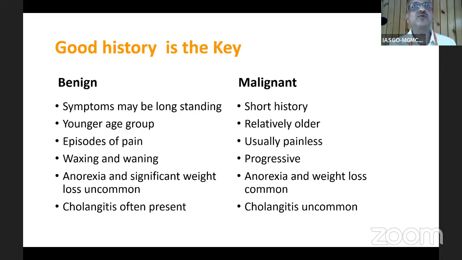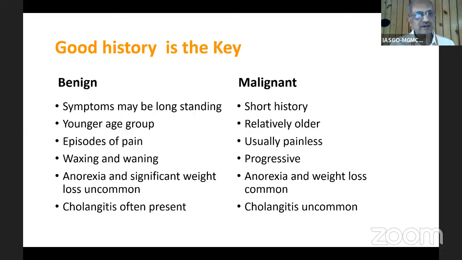We have so many investigative modalities, and we often keep on talking about all the modalities, their pros and cons, including MRI; the US guided biopsy was being discussed in the previous session. But a history in the majority of the cases will give you some idea of what we are dealing with, whether it's benign or malignant, and it has remained unchanged since, I think, we started having surgical residencies. That is, in benign disease, the symptoms are usually long-standing.